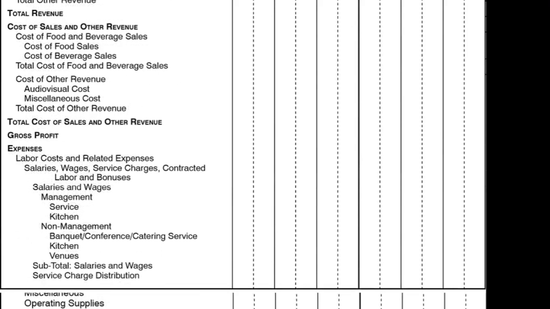After that, you will be looking at the other costs, which is labor cost, which is common labor cost. Similar to the rooms department, here the labor cost is also divided into management and non-management. Management is again divided into service and kitchen. Non-management is divided into banquet, kitchen and venues, meaning the other individual outlets. That way anybody who is reading this consolidated profit and loss statement is able to understand where the spending is, and in which outlet the amount is being spent.